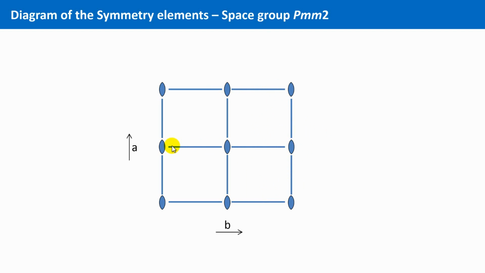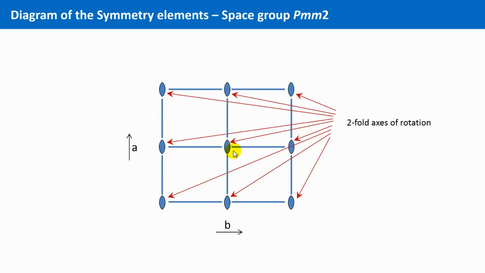Furthermore, we also have these three vertical mirror planes. These are running parallel to the AC plane. And as you already learned, two perpendicular mirror planes automatically generate a twofold axis of rotation at their line of intersection. So, at each position where two of these mirror lines meet, there is a twofold rotational axis. They run perpendicular to the AB plane, to the projection plane, and are located at every corner of the cell, at the middle of the edges, and in the center of the cell.